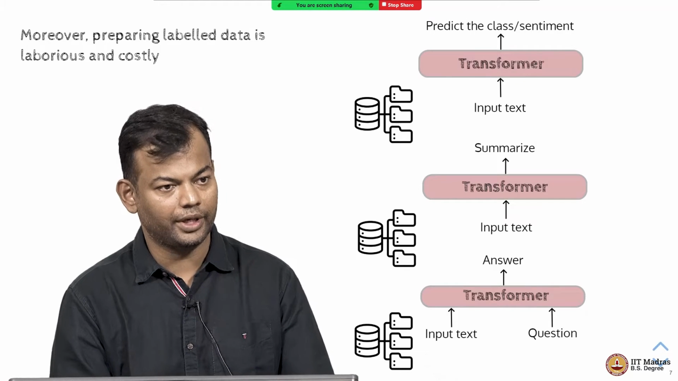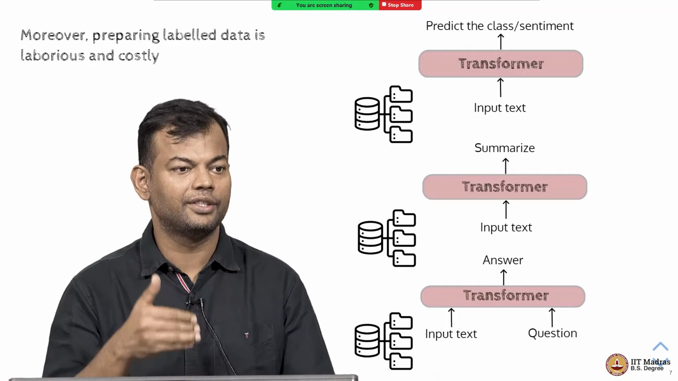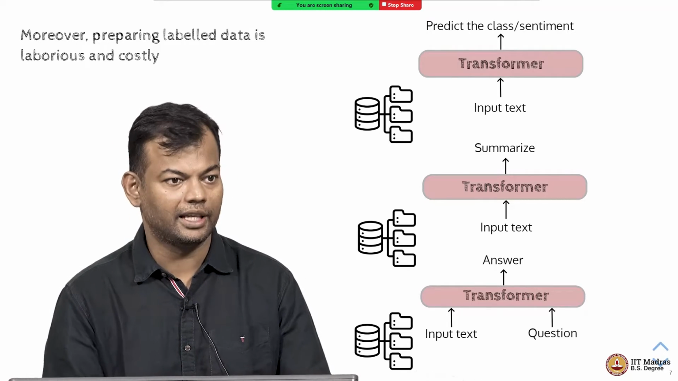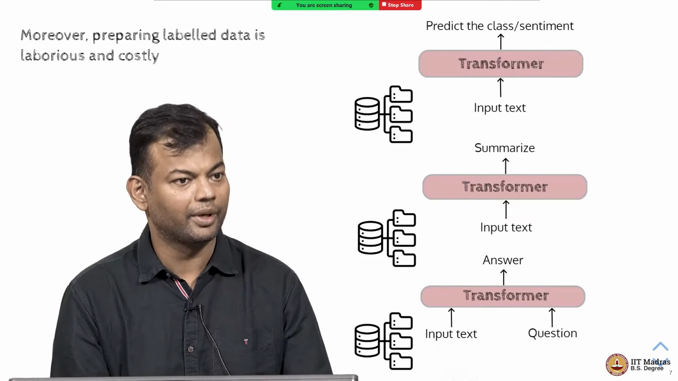Okay. And preparing labeled data is of course very laborious and costly, right? You have to hire human annotators. It's a skillful job, which means that the annotators come at a premium, and also it takes some time to create this data, especially if you think of tasks like translation or question answering or summarization and so on.